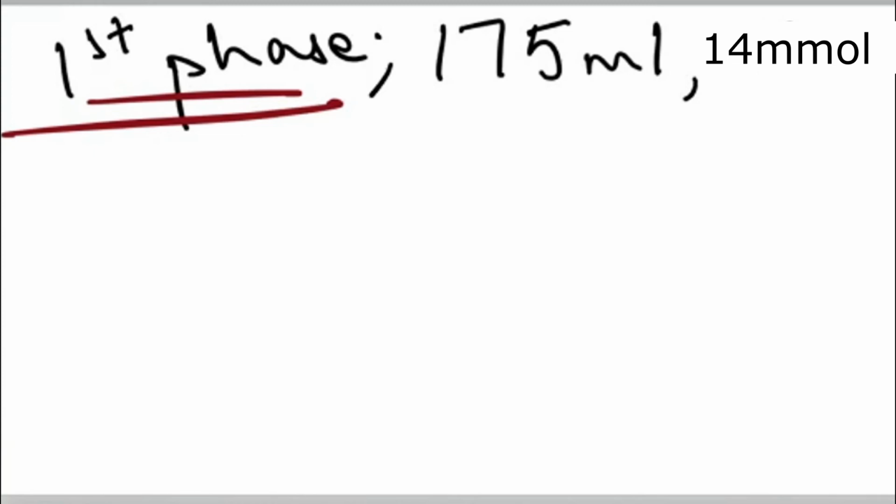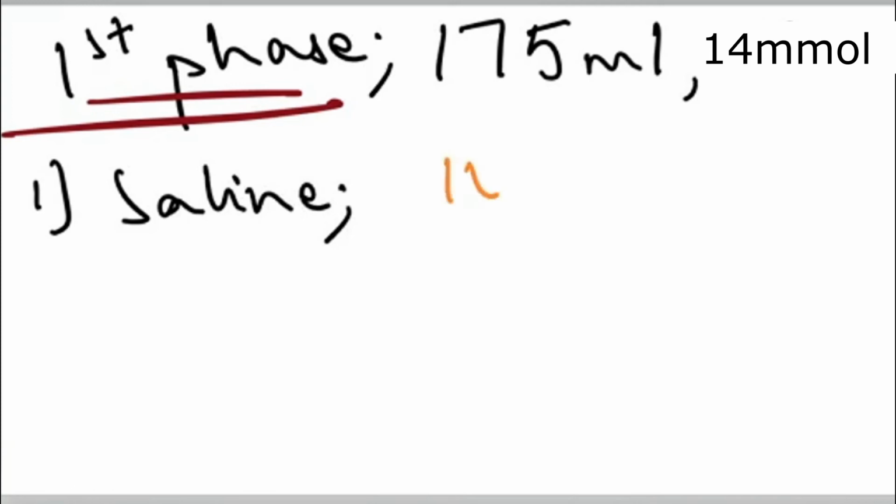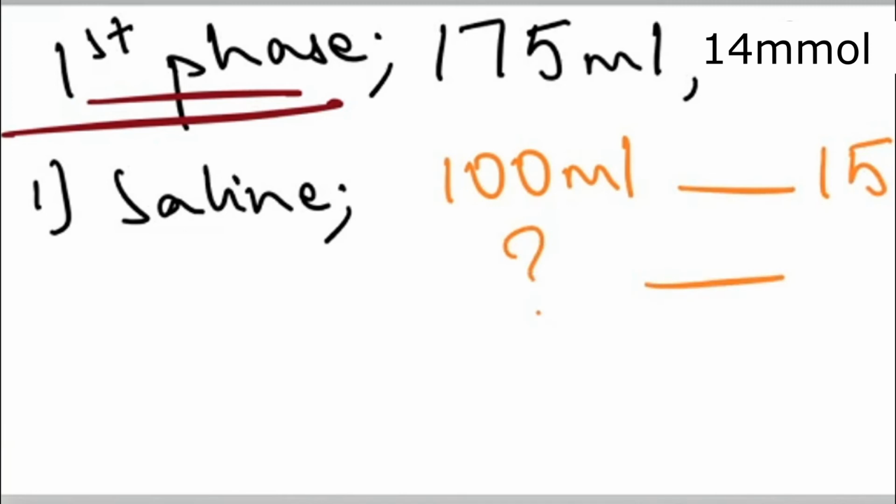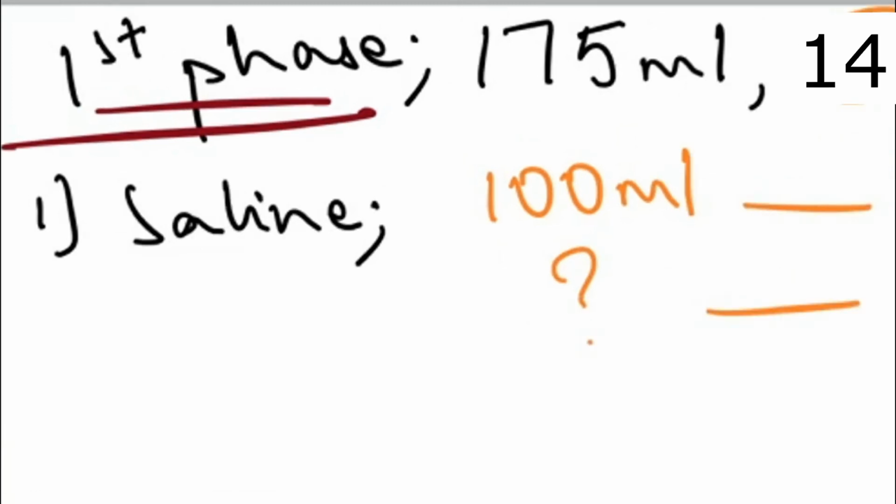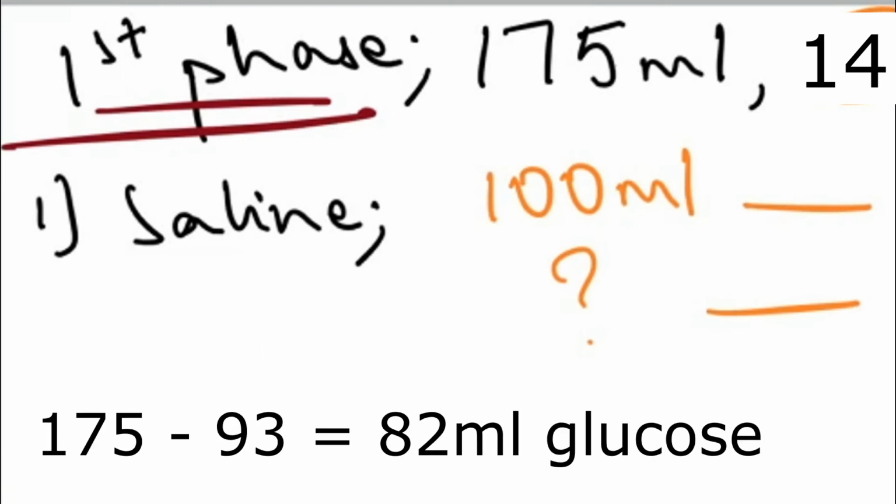Now we have to split this amount of fluid that we have, 175 mils, into physiological saline and glucose solution, right? So starting with saline, we have our formula. In 100 mils of fluid, we have 15 millimoles of sodium. So now we need 14 millimoles of sodium. So just multiply 14 with 100, divide that by 15, and you will get your value. That would be 93 mils of saline. Now subtract this from the total amount of fluids that we need to instill in the first phase, which is 175, and we get 81.6 or 82 mils of glucose solution.